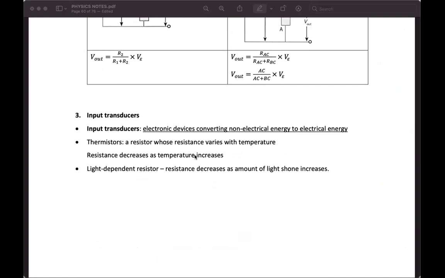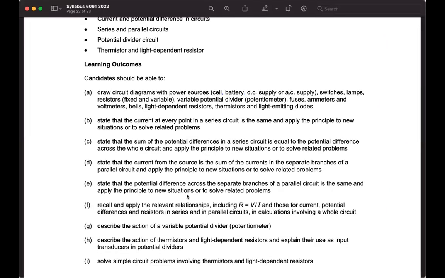Okay, so what is an input transducer? Okay, let's ignore input transducer. Sorry, input transducer is there. That's the last two parts they're going to learn in this topic. Let me show you. Some of the terms here I don't like. So remember this one, we talked about the potential divider.